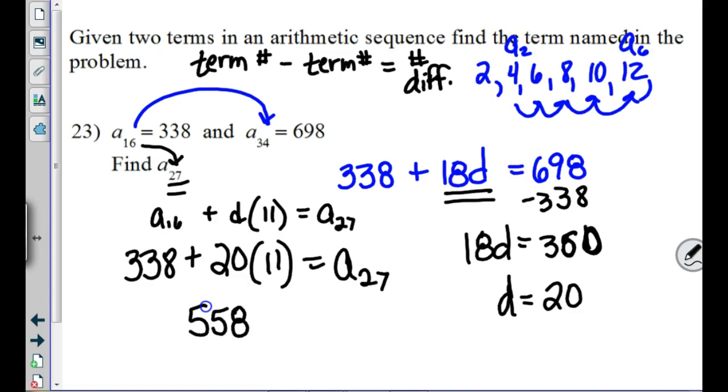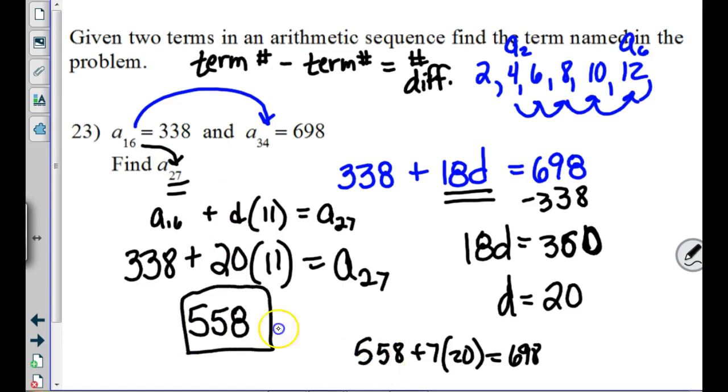Okay, quick check. From the 27th to the 34th, how many more differences should you add? From 27 to 34, 7 more differences, right? So if you did 558 plus 7 20s, do you get to 698? Anybody checking? Okay. So do you see what I did? I just checked that from 16 to 27, we got this term. And then I checked that from there, adding the differences, we'd still get back to that term. Okay, so this was a sub 27.